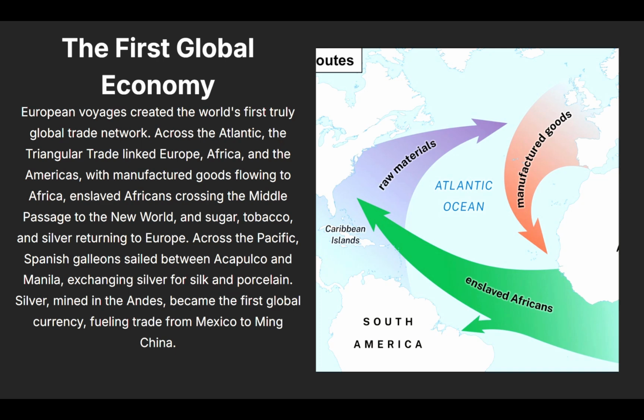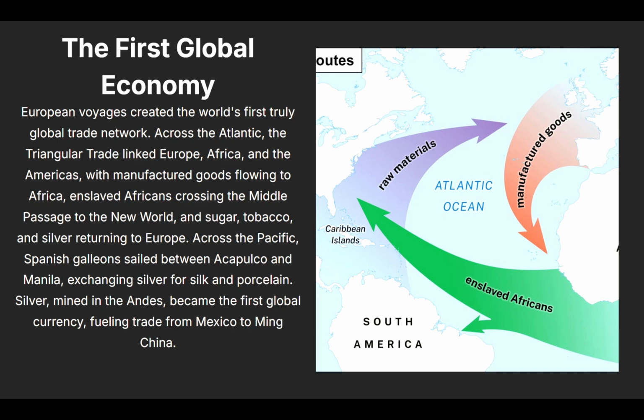European voyages created the world's first truly global trade network. Across the Atlantic, the triangular trade linked Europe, Africa, and the Americas. Manufactured goods flowed to Africa. Enslaved Africans crossed the Middle Passage to the New World. Sugar, tobacco, and silver returned to Europe. Across the Pacific, Spanish galleons, that's a large type of ship, sailed between Acapulco and Manila, exchanging silver for silk and porcelain.